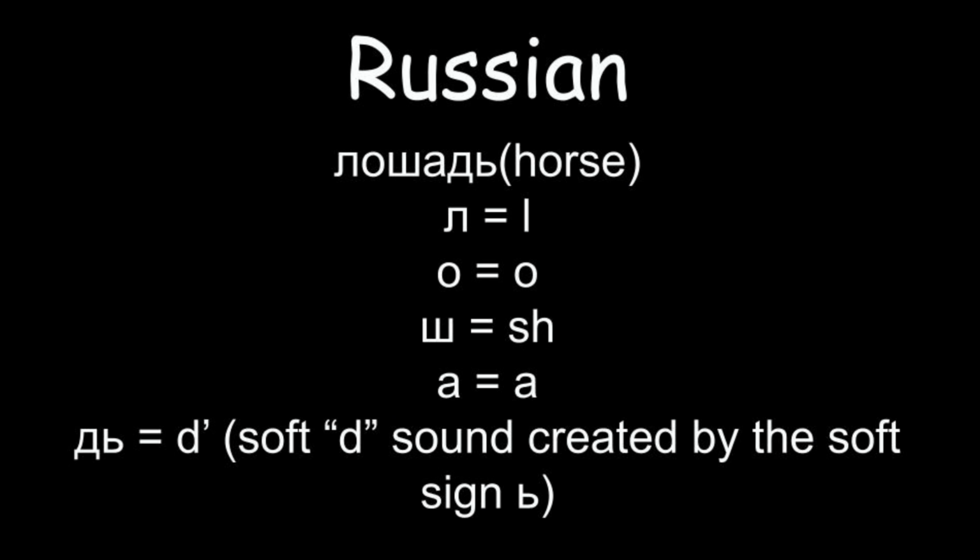In this Russian word, the first letter means the I vowel, the second letter the O vowel, the third letter the SH consonant sound, the fourth letter the A vowel, and the fifth letter the D consonant sound.